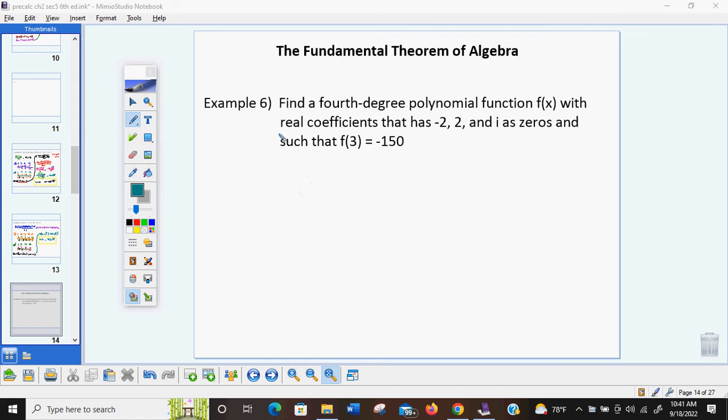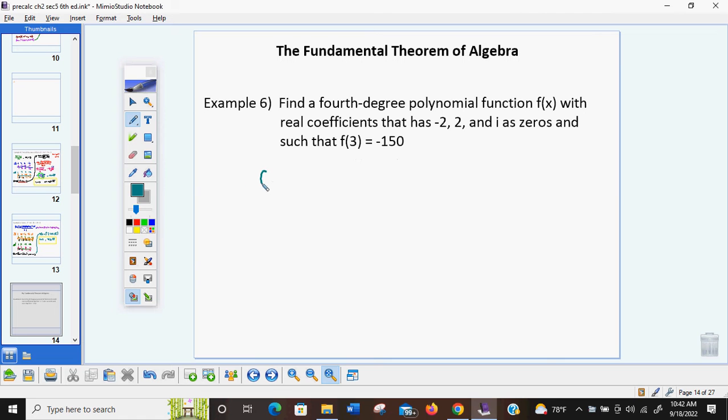Okay, on this example, we're kind of working backwards. They want us to find a fourth degree polynomial function f of x with real coefficients that has -2, +2, and i as a 0. And then they give us a hint, f of 3 equals -150.